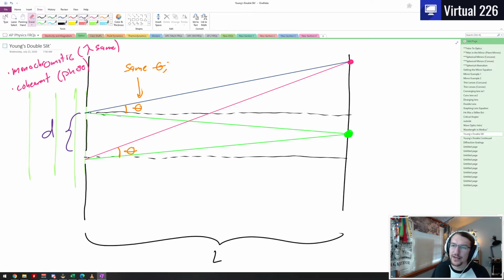So if those angles are the same, what can we do with this? Well, if we go from our top slit and we draw a line so that that line becomes normal to the pink line down here, that line is normal, so it's 90 degrees. We see that we've generated a triangle. And that triangle goes from here, with the hypotenuse being side D.